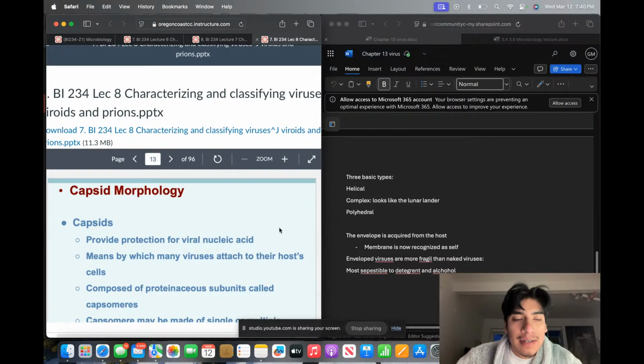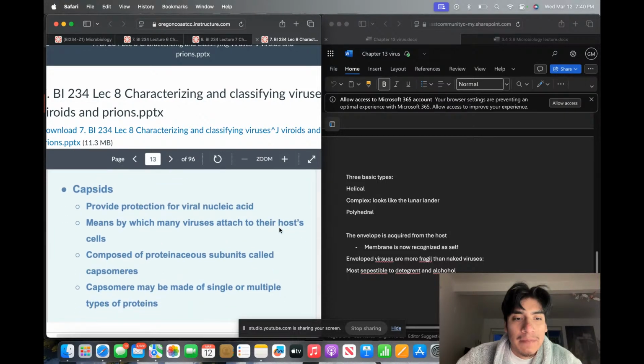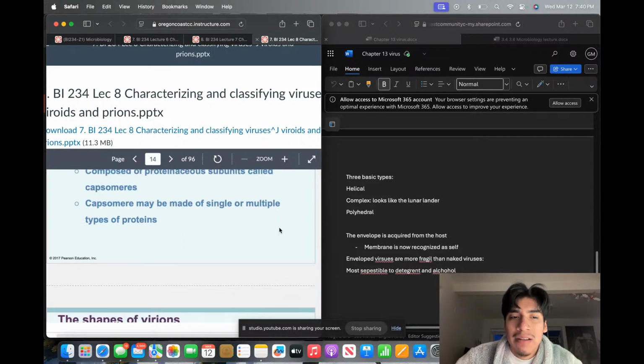Looks like I got some of my notes mixed up. So capsids, we'll just go over this again. They provide protection for viral nucleic acid, are the means by which many viruses attach to their host, and are composed of proteinaceous subunits called capsomeres. Capsomeres are assemblies of proteins, and basically capsomeres are what allow for varied structure.